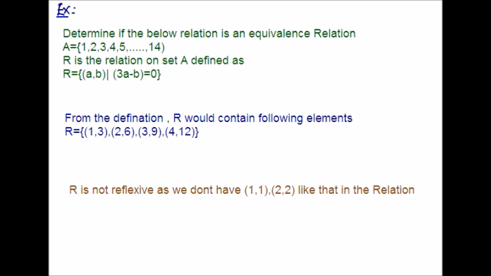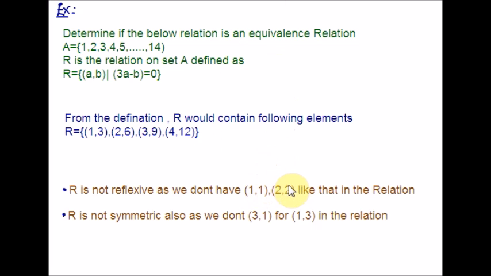Okay, let's now check for the symmetric property. Symmetric means all the mirror images of these also should be there, no? (1, 3) means (3, 1) should be there. (2, 6) means (6, 2) should be there. And (3, 9) means we should find (9, 3) there. Same way (12, 4) is also not in this list. So R is not symmetric because we don't have the symmetric images of these pairs in this relation.